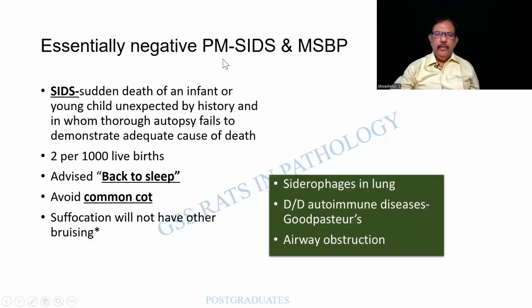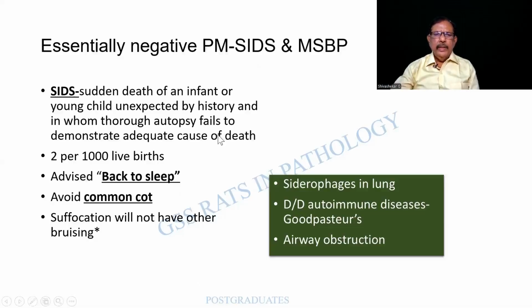Essentially, negative postmortem. You find that sometimes we will not be able to diagnose certain things. So you find that sudden infant death syndrome, sometimes it can be mistaken for it, and it is not that common, 2 per 1,000 live births. Hence, there has to be a perfect history that is needed. Advised on a back to sleep. When an infant or a child sleeps by the side, there is a greater chance of a smothering by the mother itself. And avoiding a common cot. These are all certain things that have been mentioned.